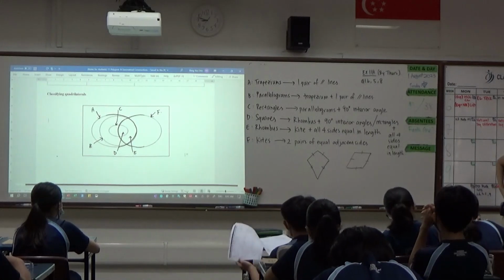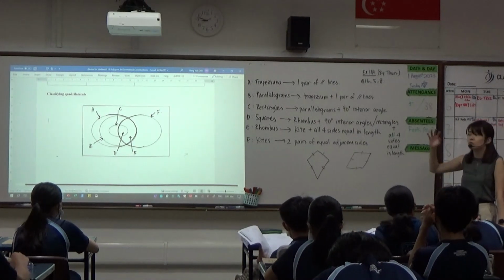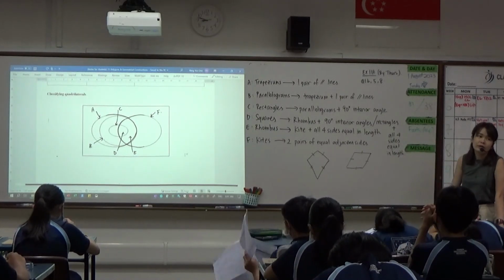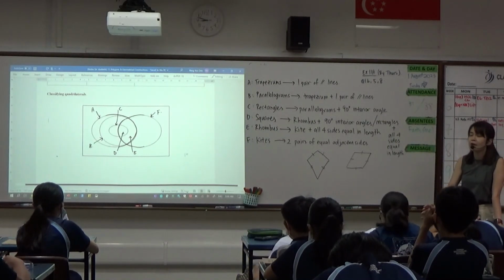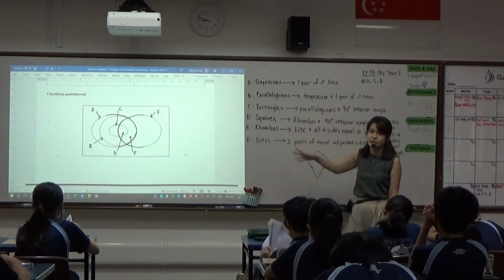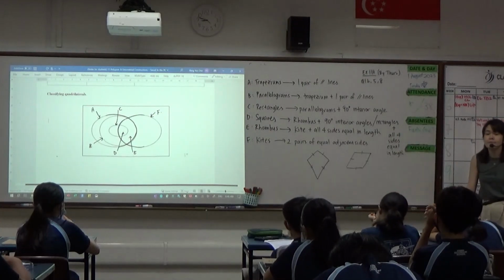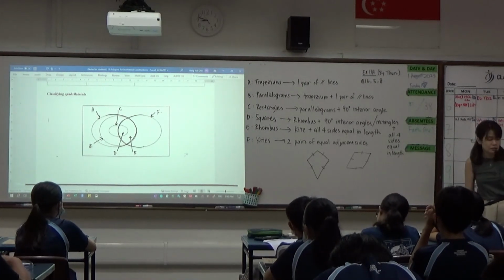especially if you're going up to upper sec, where we see more quadrilaterals and we need to go and prove them. If I give you a shape, how are you going to prove that this shape is one of these? What are the conditions that will need to be satisfied? These are the things that you may encounter when you are in upper sec.